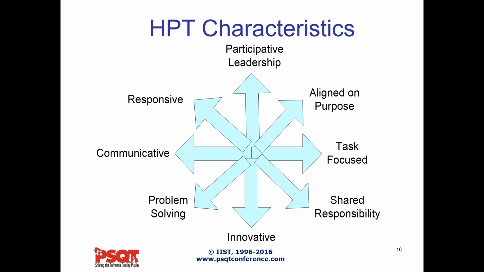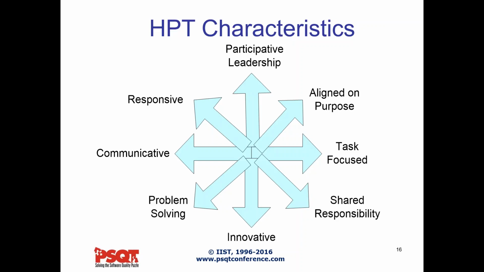So what are the characteristics of a high-performance team? Participative leadership. This sounds crazy, but it's not. The people need to feel that they're participating in the leadership of that team. They ought to be able to feel that they can bring up any crazy idea, whatever, and yet you will consider it and not dismiss it out of hand.